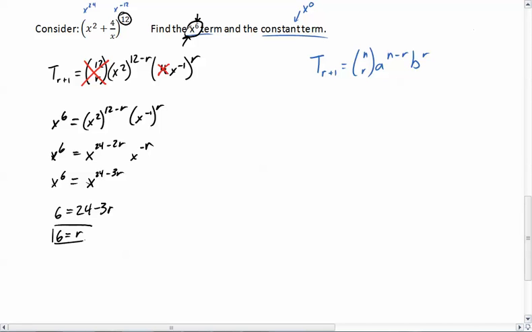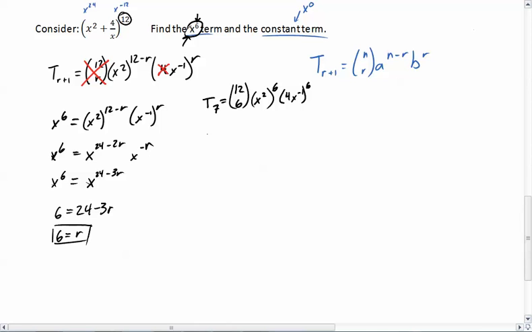So we've got r now. That's not the end, because that just told us that we're using the 6th element. With that, we can now put it back into our original equation right here, and we can solve. So we're going to go up here, and we're going to go T7, which is the 7th term, right? Because r is 6, so 6 plus 1 is 7, equals 12 choose 6, x squared to the 12 minus 6, which is 6, and then 4x to the negative 1, also to the 6, because r is 6.